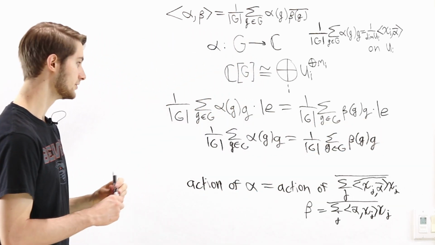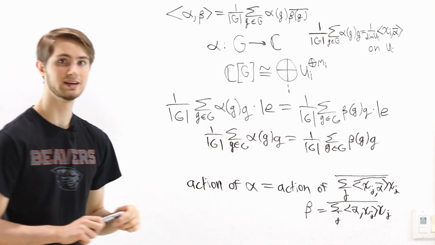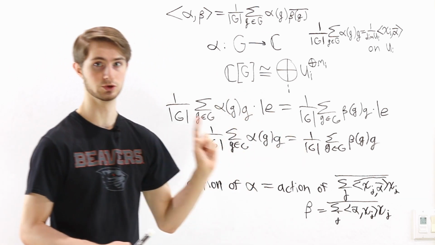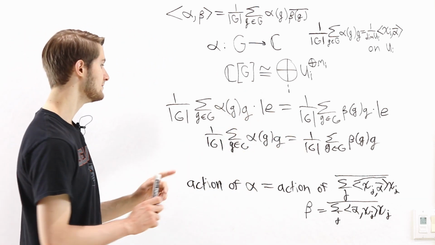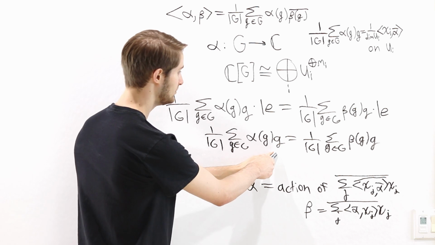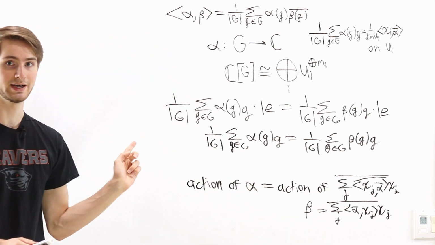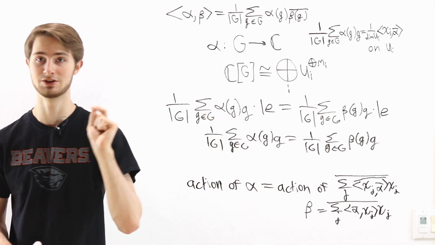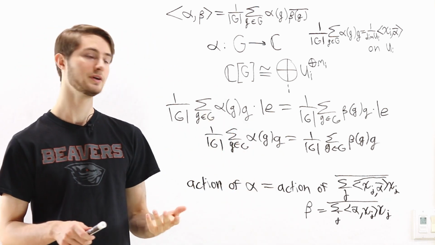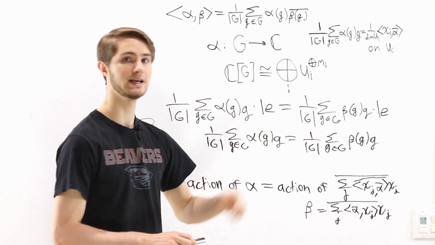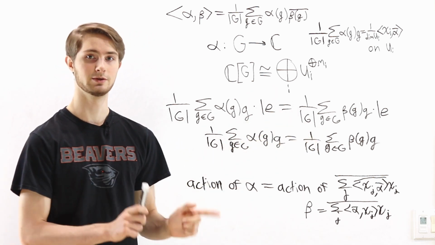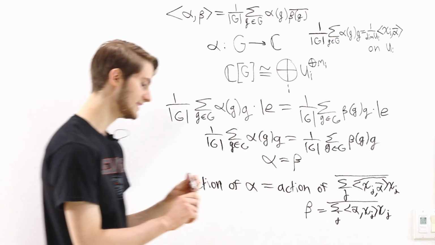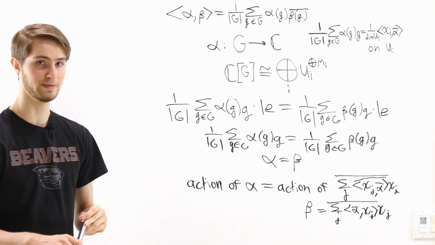So we've now concluded that these two are equal not just as maps on the regular representation, but as elements of the group ring. In particular, that means that the coefficient in front of each group element has to be equal on both sides. And the coefficient is given by the output of the class function on that element of G. So we're saying that the output of the class functions alpha and beta are equal on every single element of G. And that means that these two are, in fact, the same class function, alpha equals beta.